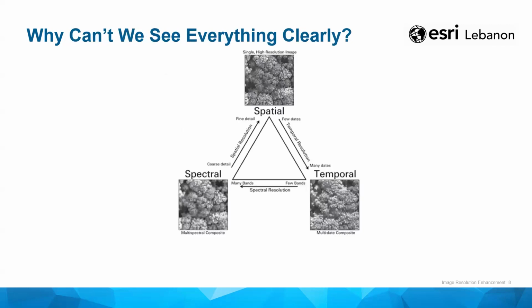Okay, in remote sensing, we have a trade-off between these three aspects: spatial, spectral, and temporal resolution, because no sensor can maximize all three at once. Pushing for finer spatial detail usually reduces spectral richness or revisit speed. Adding more spectral bands typically lowers spatial detail or slows coverage.